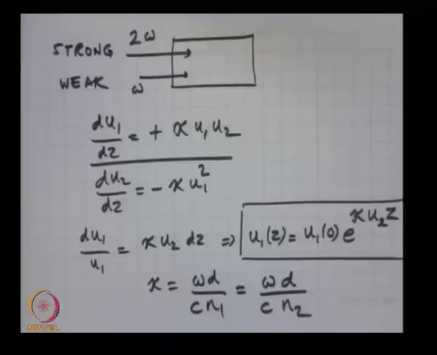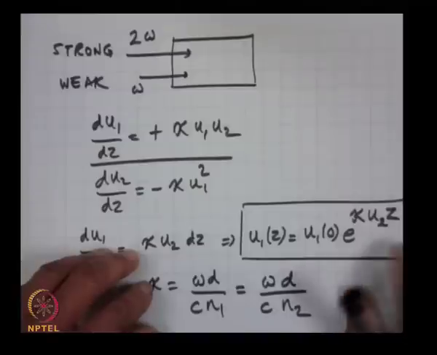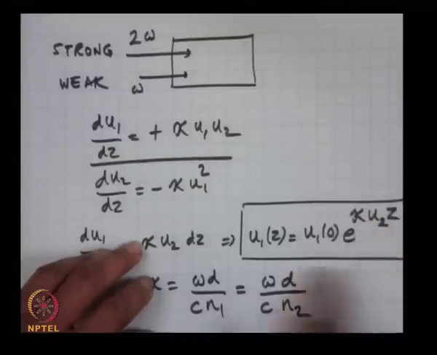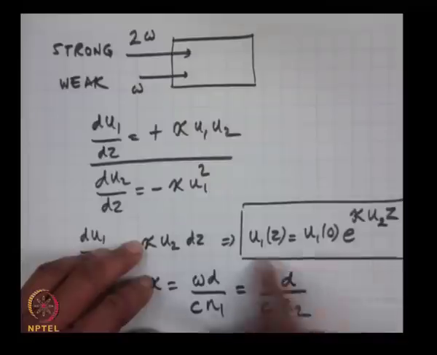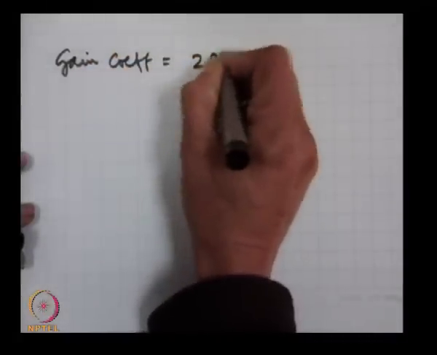So what will be the power gain coefficient of the frequency omega? Gain coefficient in terms of power. This is amplitude, remember. So you have a gain coefficient if you have exponential gamma z. Gamma will be the gain coefficient. So in terms of power, what will be the gain coefficient? 2 kappa times u2. Because this is amplitude, the intensity will go as the square of u1. So it will be exponential 2 kappa u2 z. So the gain coefficient is equal to 2 kappa u2.